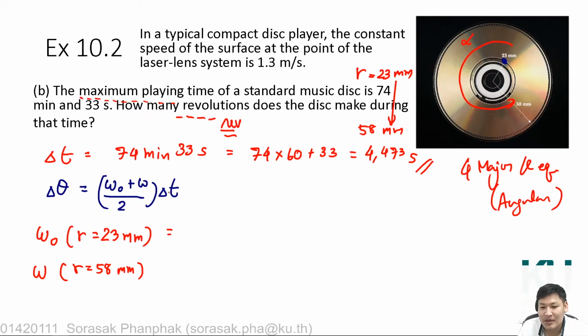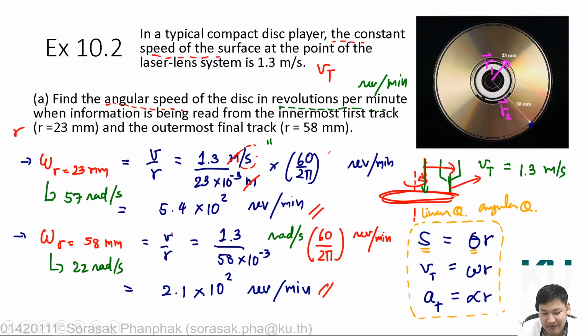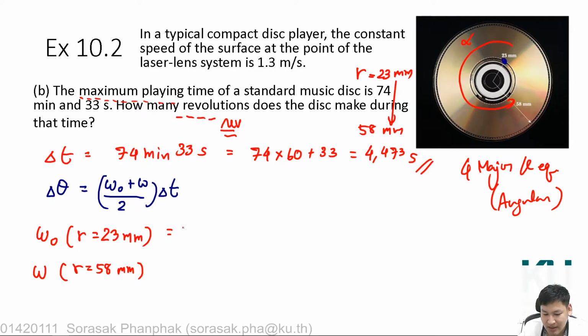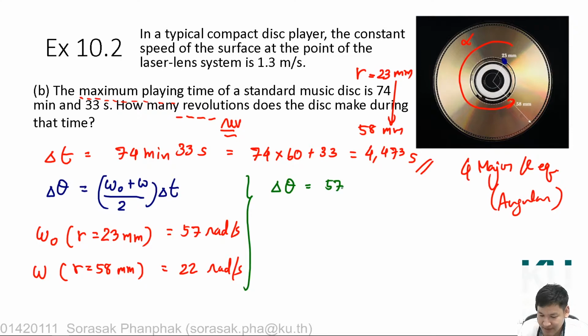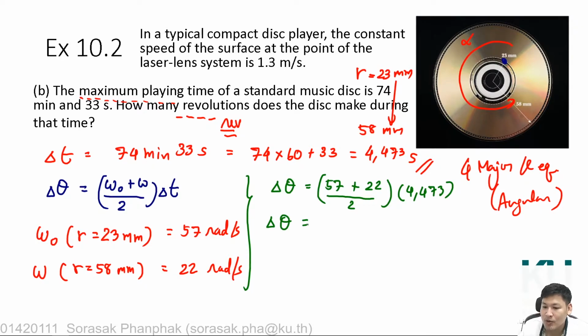We did find it in the previous sub question. And for this omega zero, if you cannot remember, just go back quickly, it is 57 radian per second, and for the outer side it is 22 radian per second. So omega zero is 57 and omega is 22. How about the delta t? You already know it, so you can find the angular displacement. For this case, delta theta is equal to omega zero, which is 57, plus 22, and you take the average and multiply by time, which is 4473.